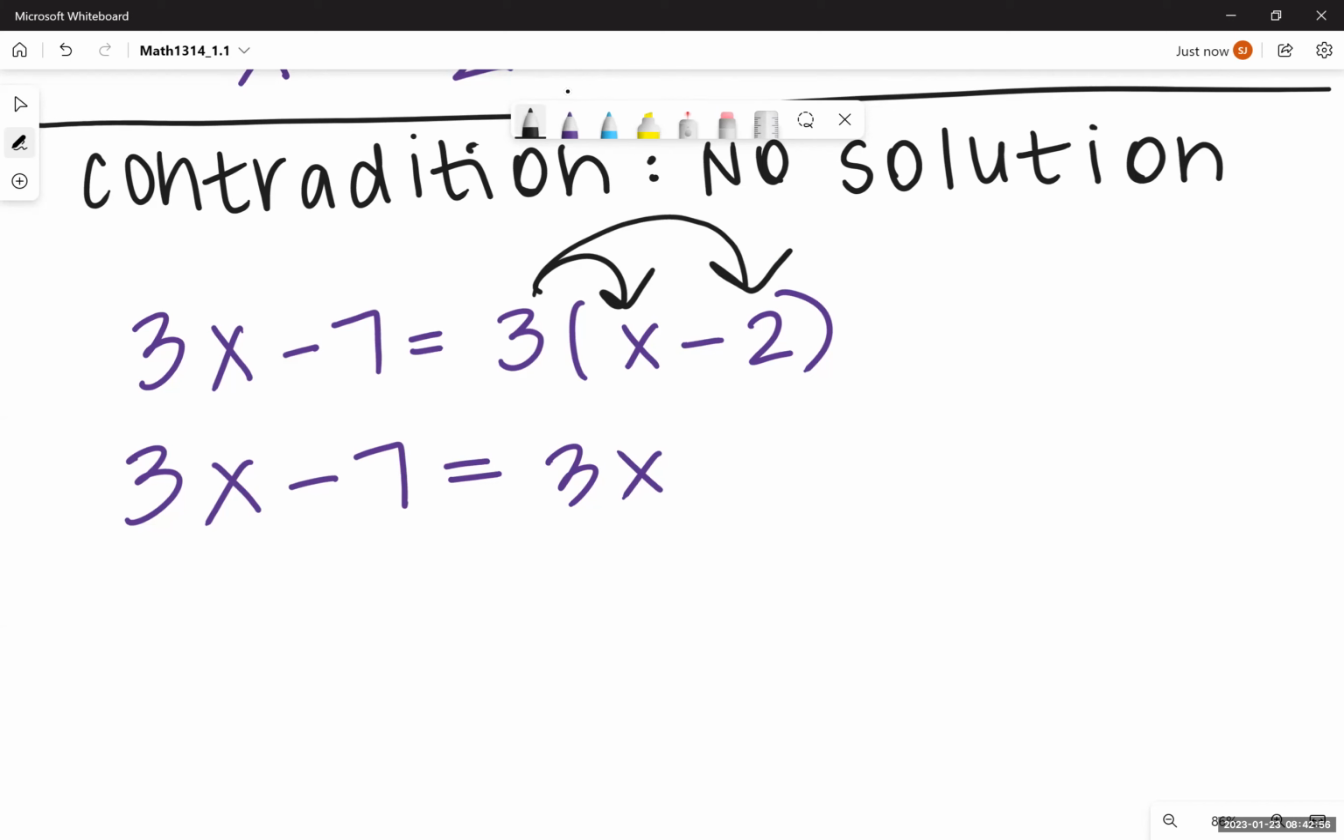So this is me doing distribution. 3 times x is going to give you 3x because they just multiply together. And then with the other part of the distribution, it's the 3 times the 2. 3 times 2 is 6. Signs are different, so is it a positive 6 or a negative 6? It'd be a negative, right? Negative times a positive is a negative. And so I end up having 3x negative 6, or 3x minus 6, on the right-hand side.